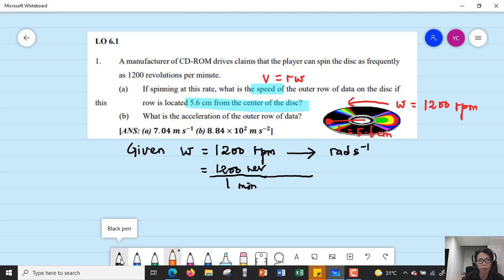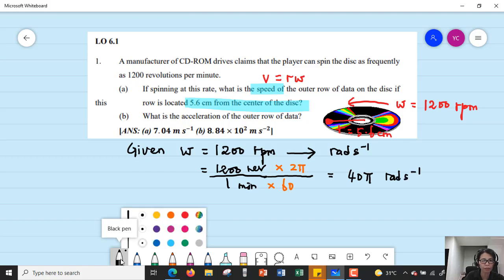We know that 1 revolution is 2 pi, so I'm going to multiply with 2 pi in order to change it to radians. 1 minute is 60 seconds, so to change minutes to seconds, I divide by 60. So how much will we get for the angular velocity in radians per second? You might pause the video and do the calculations. I'll get around 40 pi radians per second.